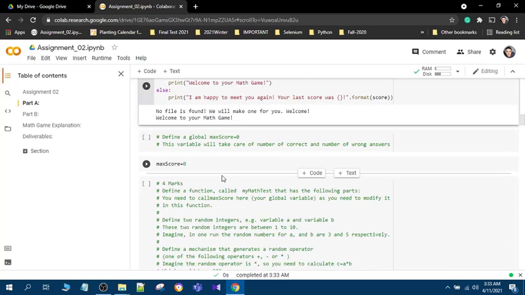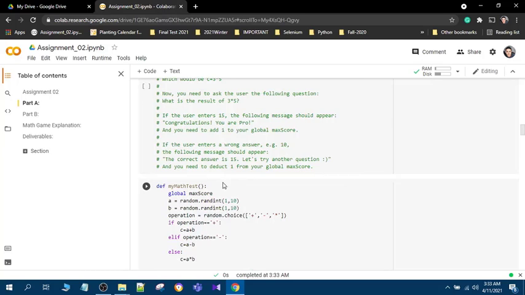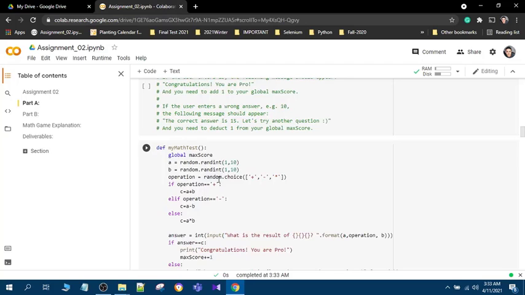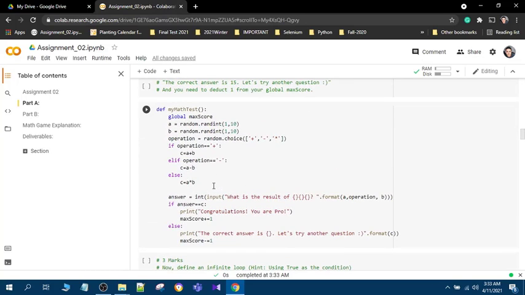You can see here. This is the core of the game or the program. I declare max score global because I want to change a global variable from inside the function. Next I create two random numbers in range 1 to 10. Create a random operation, and based on the operation calculate the correct answer. Read the answer from the user. Compare the user answer and the correct answer and give feedback, and of course update the score as well.